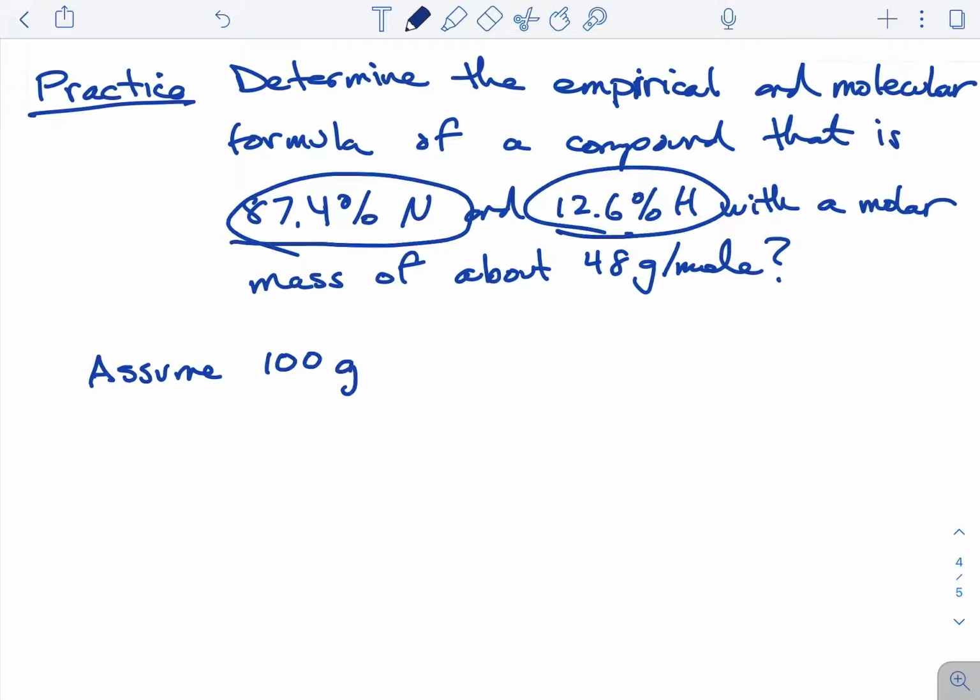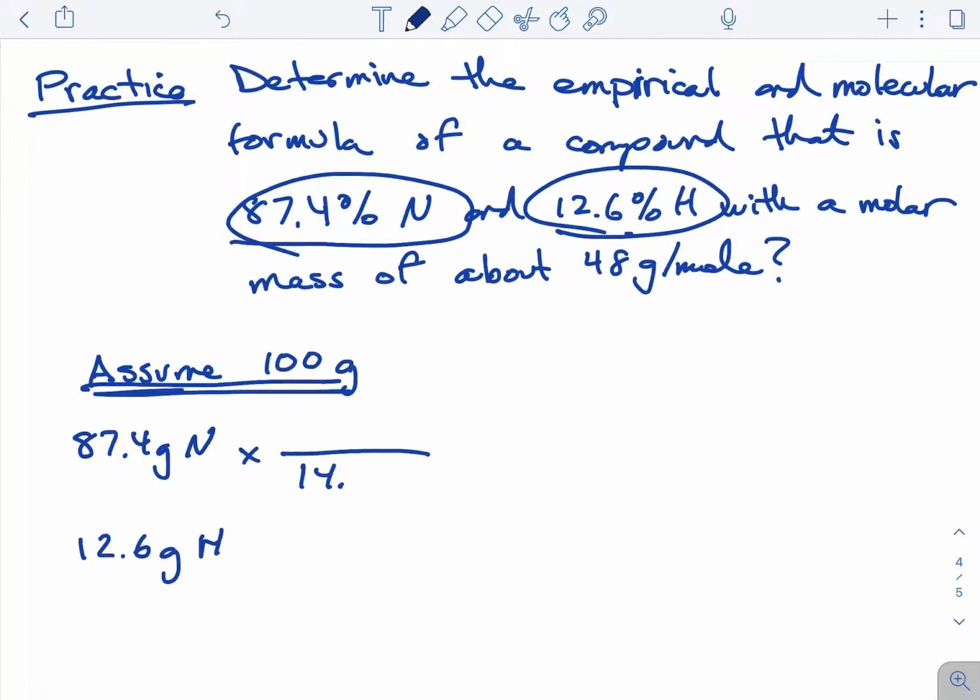That would then mean we would have 87.4 grams of nitrogen and 12.6 grams of hydrogen, all right? You do that by assuming or pretending you have 100 grams of the substance. That just changes the percentages to grams, and now you're off to the races. So if you could not solve it up to this point because of that, pause it here and then come back and watch it. All right, so we go to the periodic table, we get the molar mass for nitrogen, we get the molar mass for hydrogen, which I'm guessing by now you have most of these memorized.